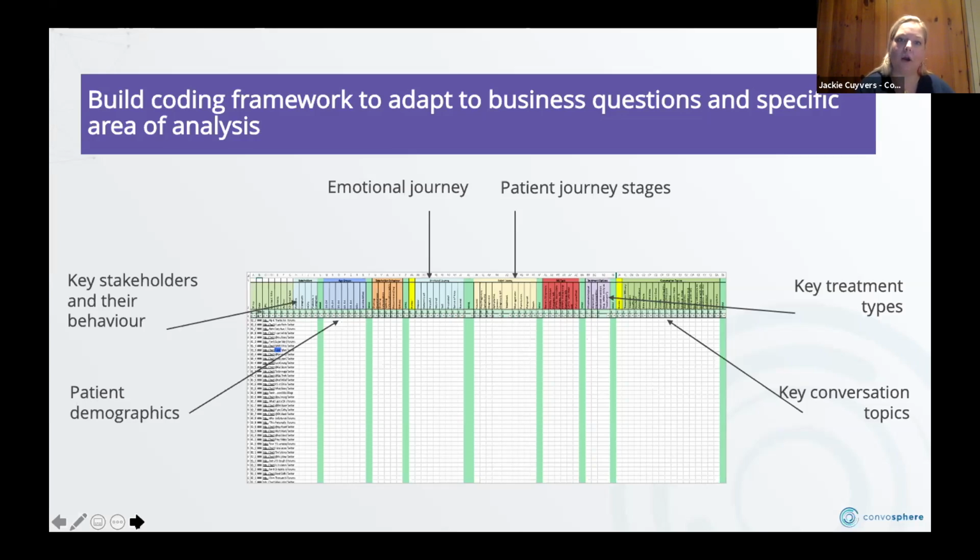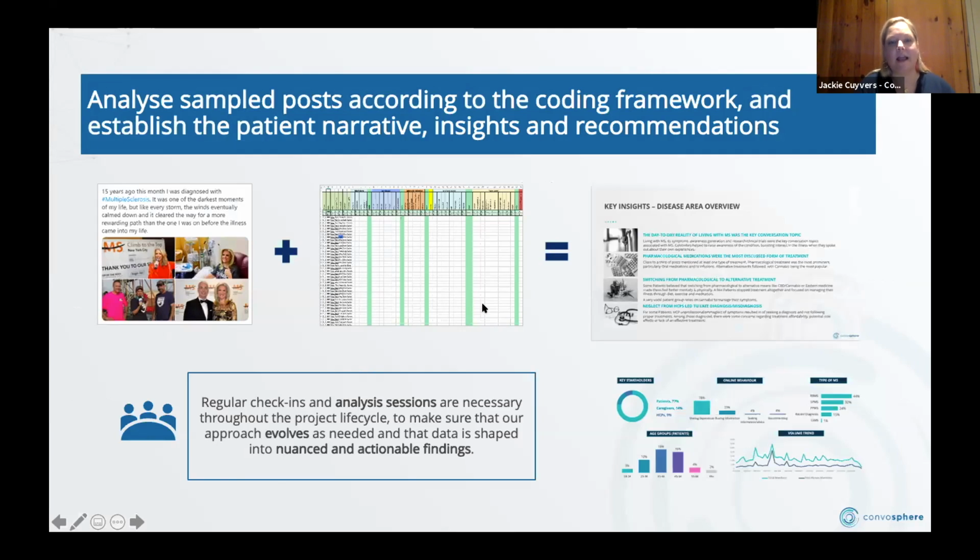which then gives us this really rich and detailed data set, which we then use for our quantitative analysis and our qualitative analysis. So the post plus the coding lets us generate the insights. And this insight generation, the qualitative, is generally done by the analysts coming back together and discussing their findings.